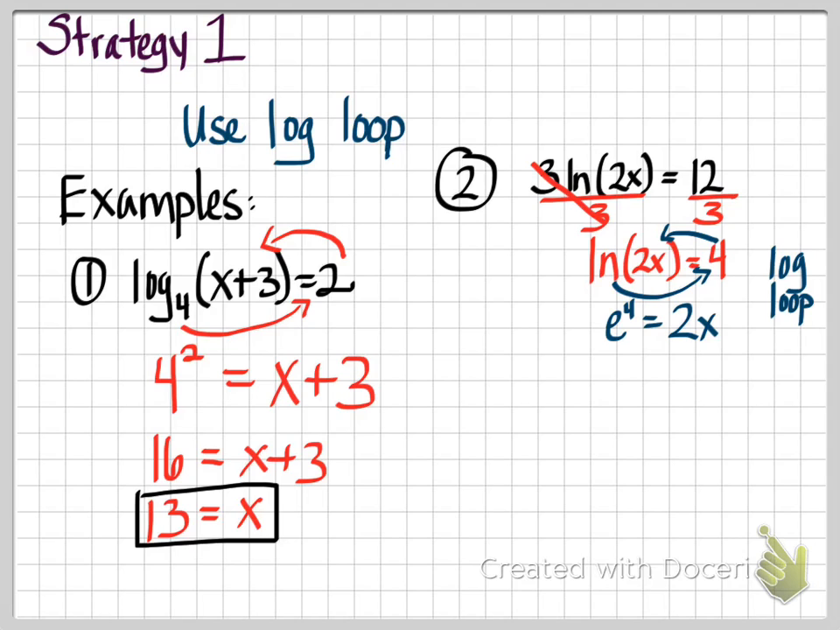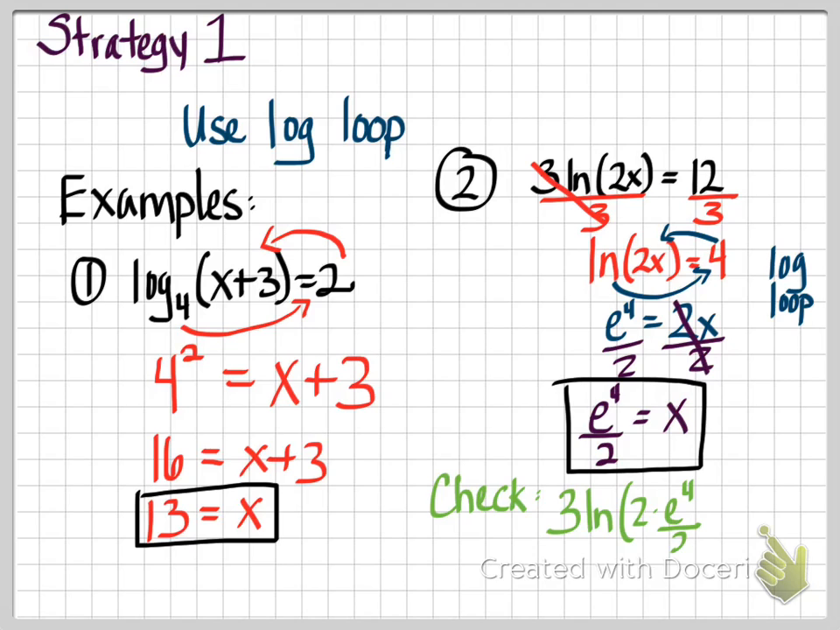e to the fourth power, we want to remember, is a number. I could calculate that using my calculator. It's 2.718 to the fourth power. So I simply have one more step to solve for x, and that's dividing both sides by 2. So my exact answer is e to the fourth over 2, and you want to leave it in an exact form whenever you can.